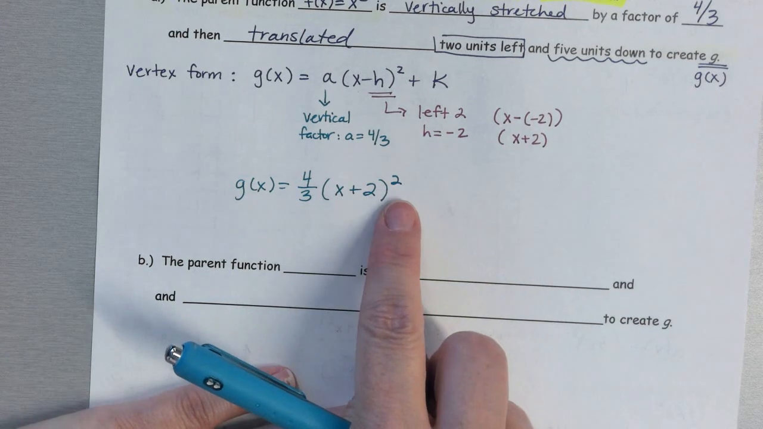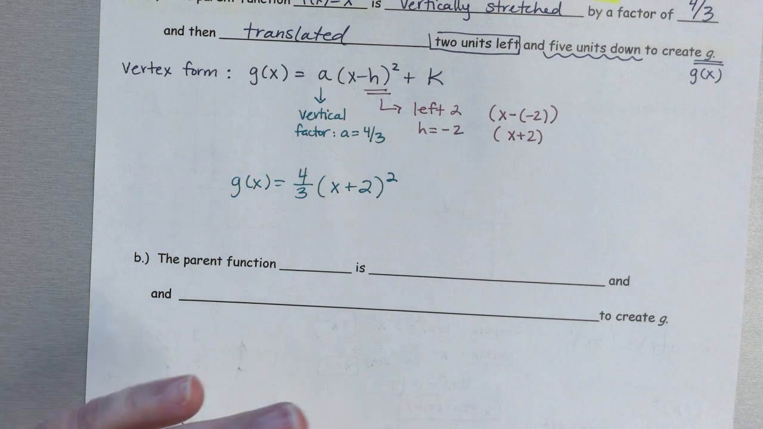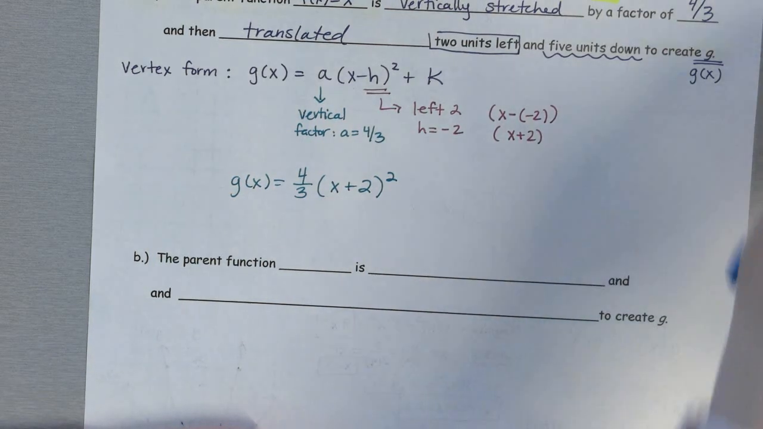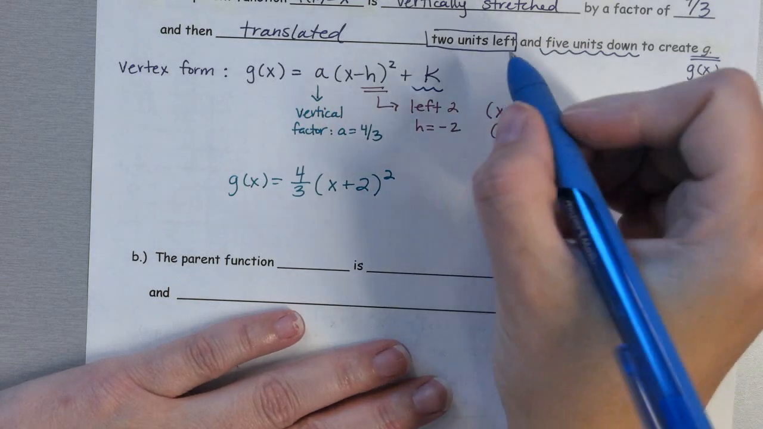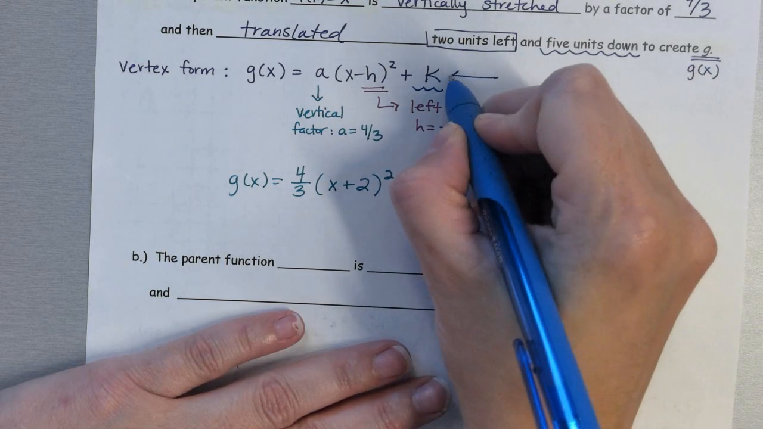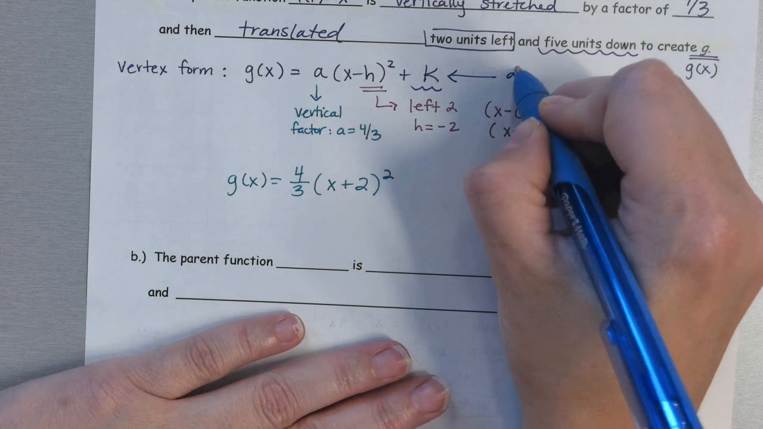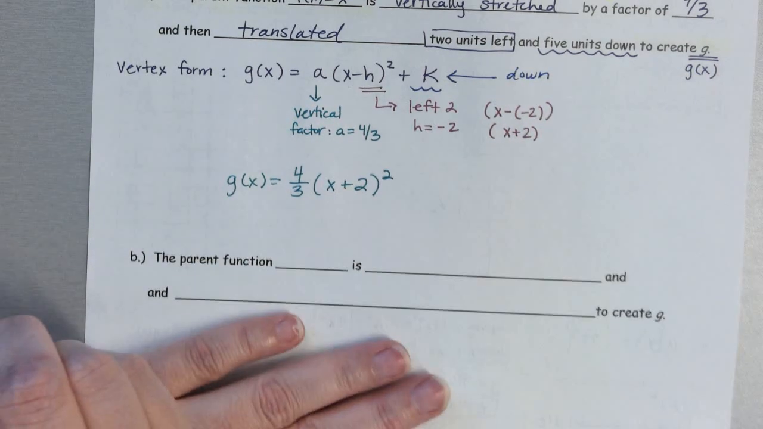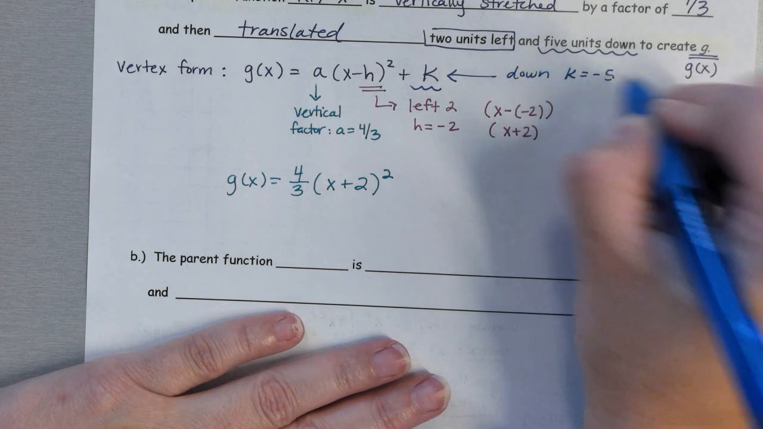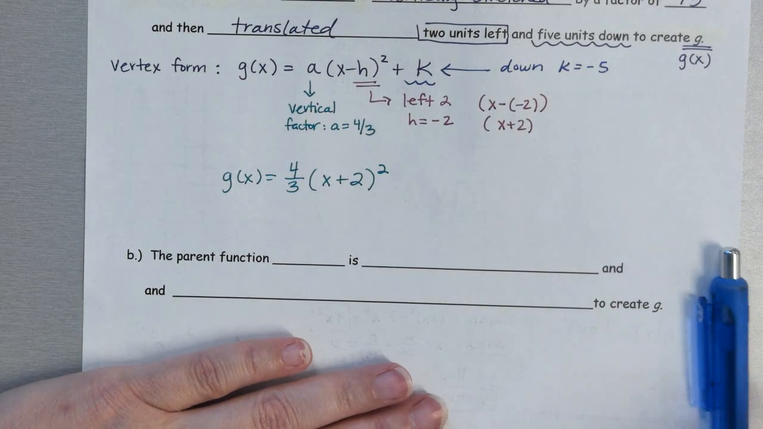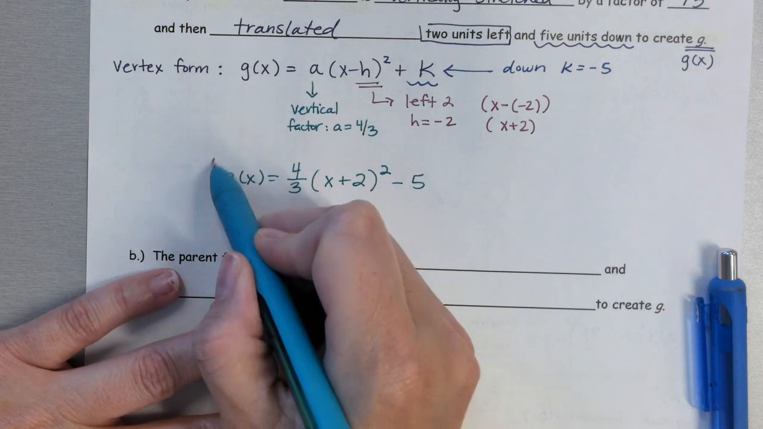Don't forget to put the squared on there. I just wanted to show you the simplification here. And then we have the k at the end. This tells you whether you're going up or down. In this case, it's going to be down. And then it's 5 units, so your k is -5. So that means you just have -5 on the end.